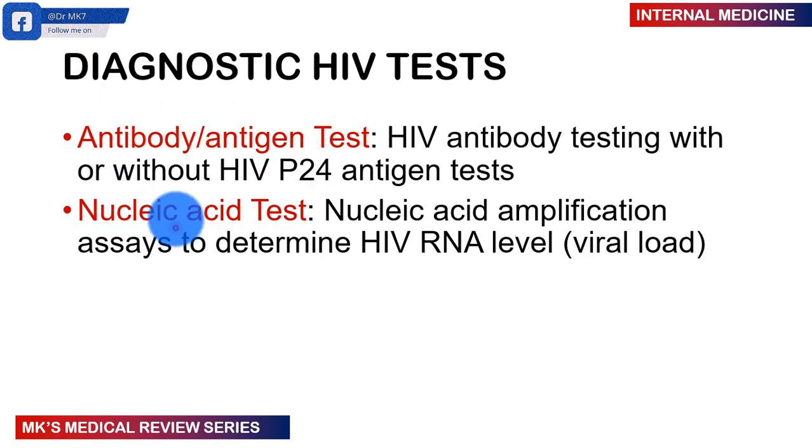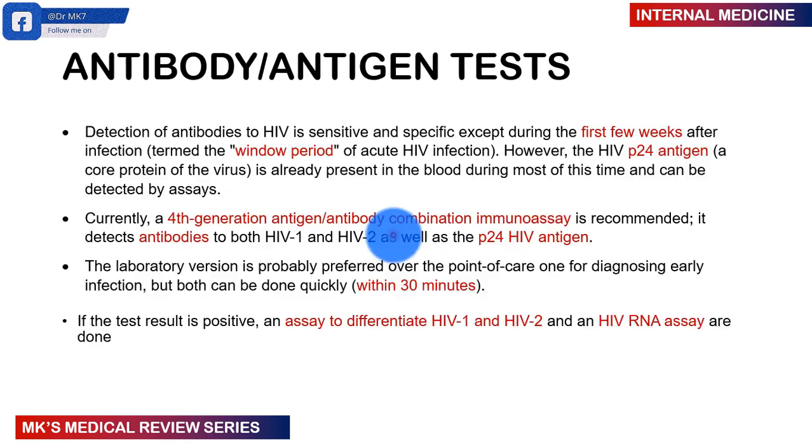Alternatively, you can order some nucleic acid testing, where there are nucleic acid amplification assays that can be done to determine the HIV RNA level. These can also be used to determine the viral load. So let's go into details about the antibody antigen tests.